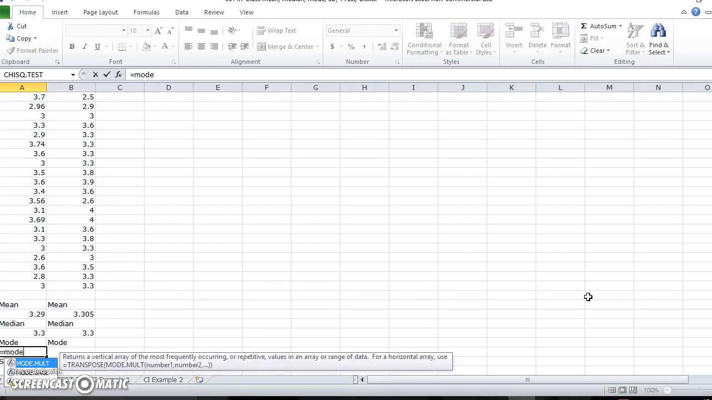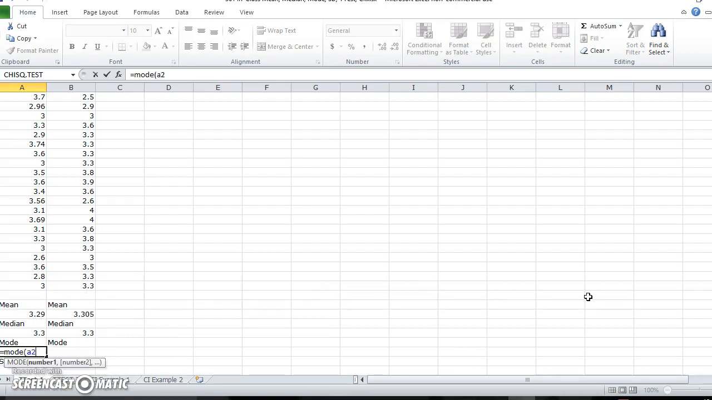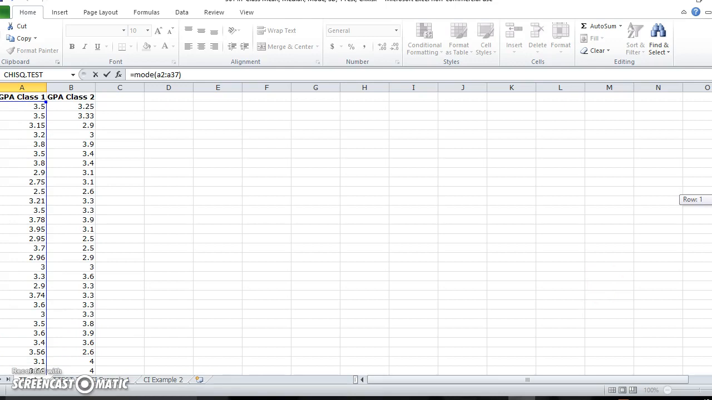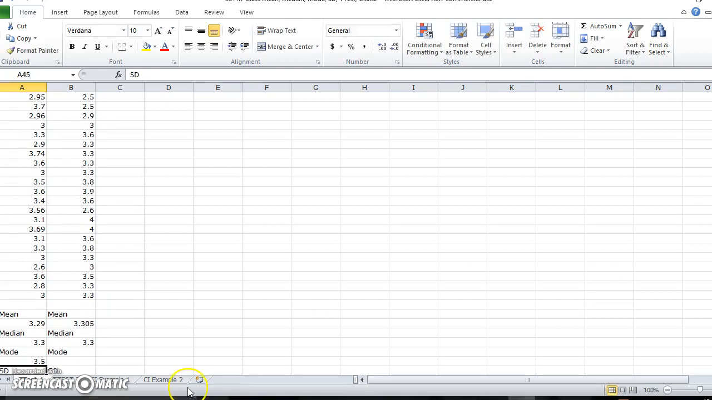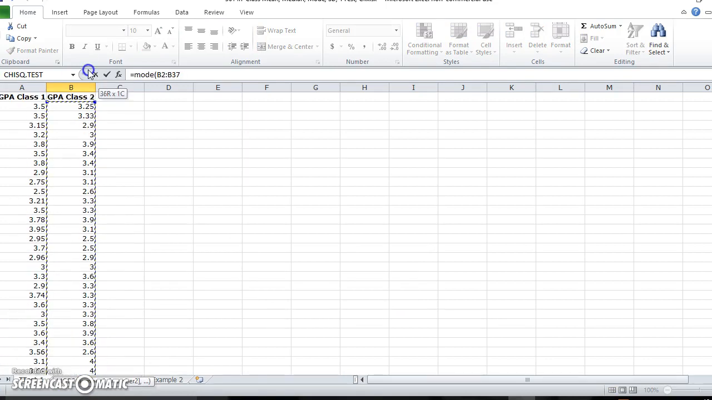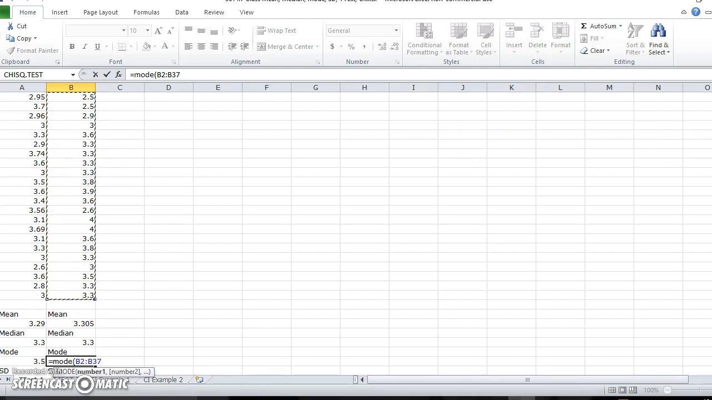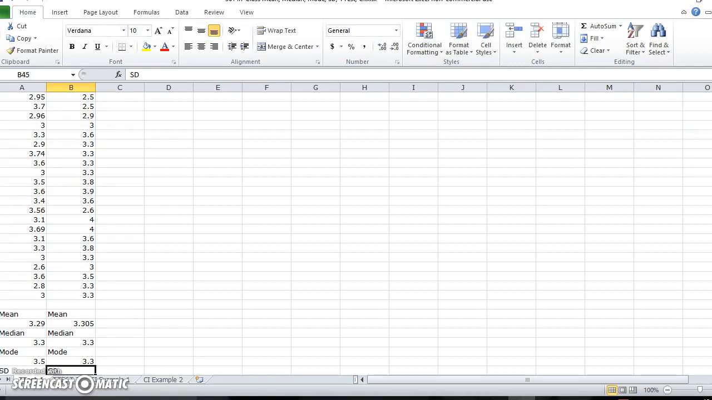And same thing for mode, so equals mode, A2 to A37, and that gets our information for mode. So again, it takes A2 to A37, and we get our mode. And then the same thing with class 2, so equals mode, and I'll do it the old-fashioned way this time, so I'll highlight B37, sorry, up to B2. So I have all the information I want, parentheses, and we get our mode.